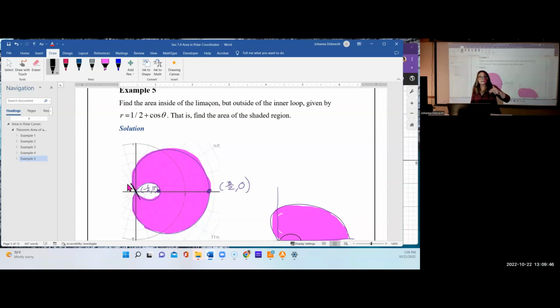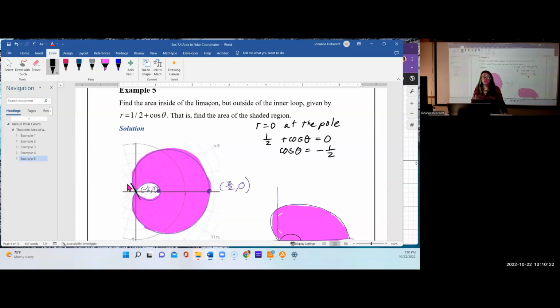I need to know when it hits the pole. It hits the pole twice. So it sweeps around here, bam, hits the pole. Makes the inner loop, bam, hits the pole again. So I want to know, when does it hit the pole the first time? To hit the pole, r equals 0 at the pole. So now I'm going to find the equation where r is 0. So that means 1/2 plus cosine of theta equals 0, or cosine of theta equals negative 1/2.